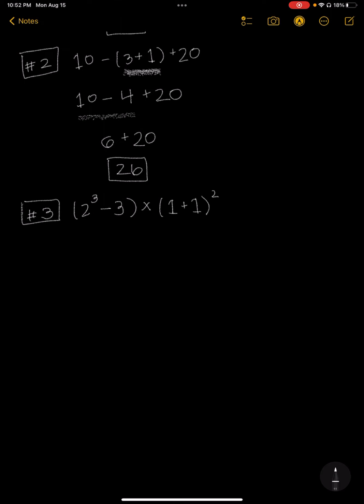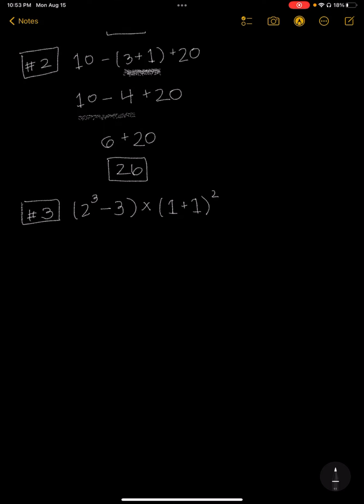Okay, so this one got a little bit more complicated, but to begin with, our acronym starts with that P, which is parentheses. So we know we have to do what's inside the parentheses. There's two sets of parentheses. So what we're going to do is do them simultaneously.